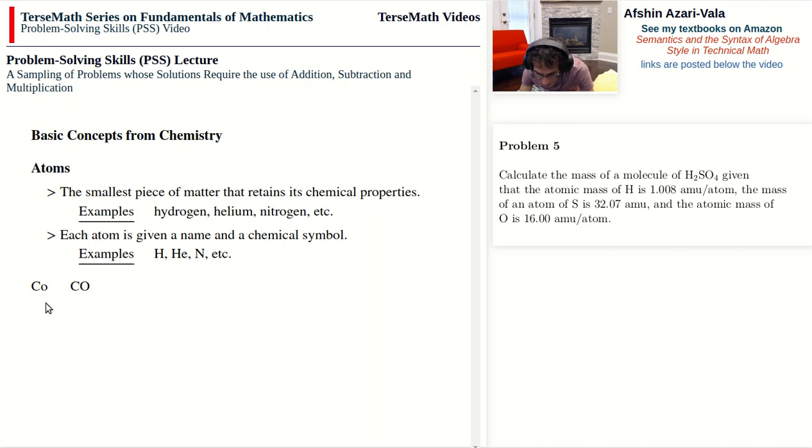Okay, so as you can see, casing is important. You change lowercase o to capital O, and you totally change the meaning of what it is that we are dealing with.